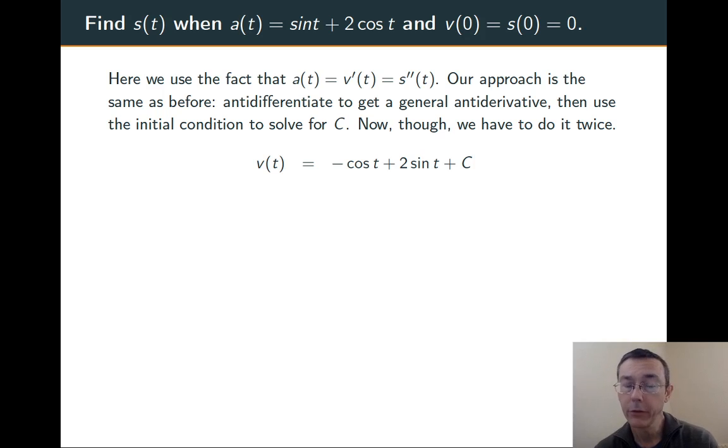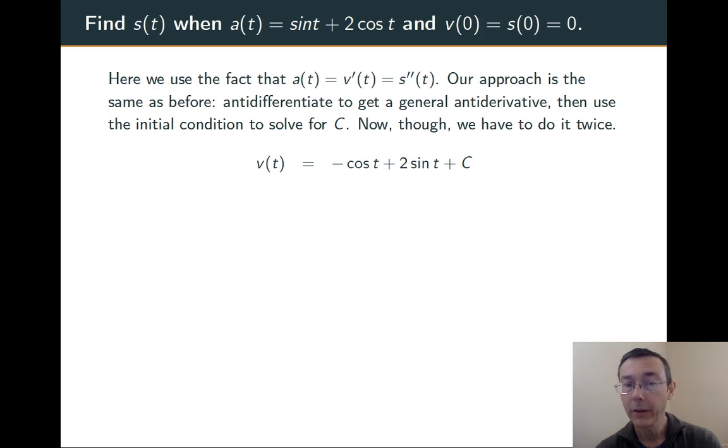Remember that acceleration is the derivative of velocity, and velocity is the derivative of displacement. So overall, acceleration is the second derivative of displacement. We're going to do the same thing. Get the most general antiderivative and then solve for c. Here, though, since we've got a second derivative given to us, we're going to have to do it twice.